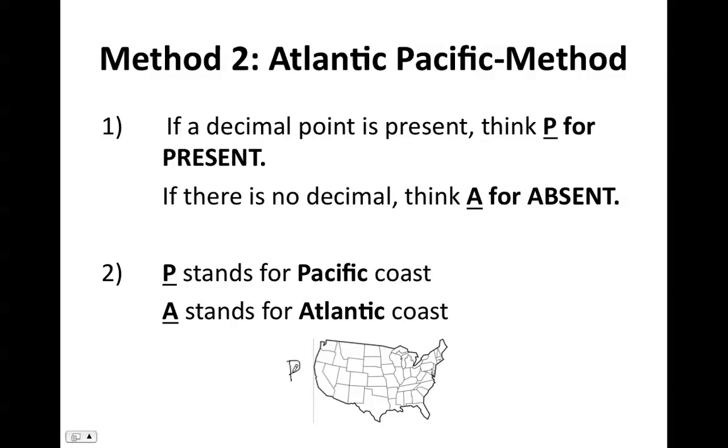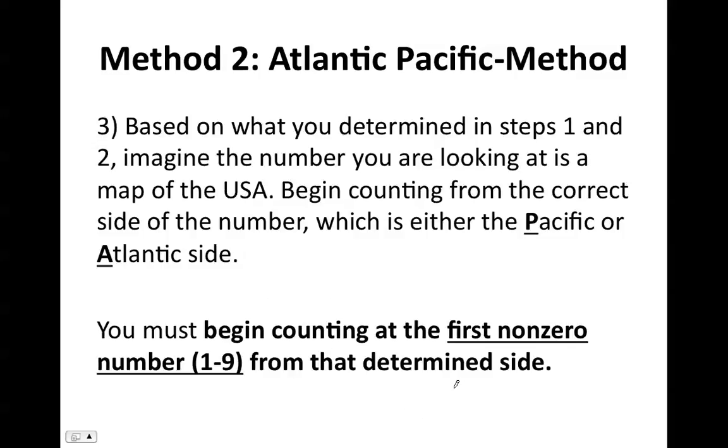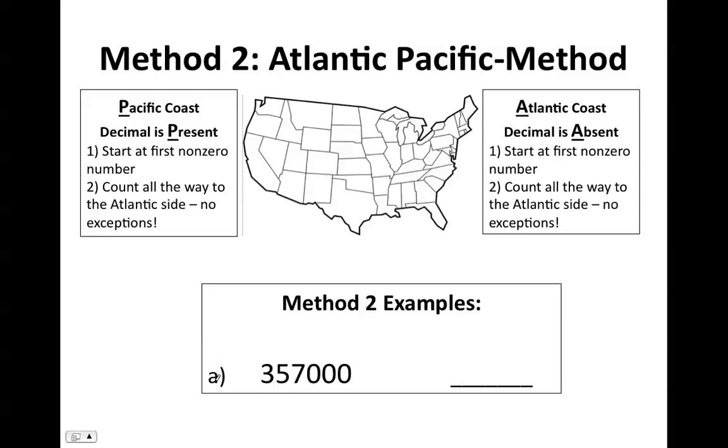Remember, the Pacific Ocean is over on the western side of the U.S. Atlantic is over by New York on the eastern side. Based on what you determine in steps 1 and 2, imagine you're looking at the map of the U.S. You're going to count from either the Pacific or the Atlantic side. And similar to the rules that we discussed, you begin counting at the first non-zero number, so a number 1 through 9, from that determined side. So let's take a look at these examples.